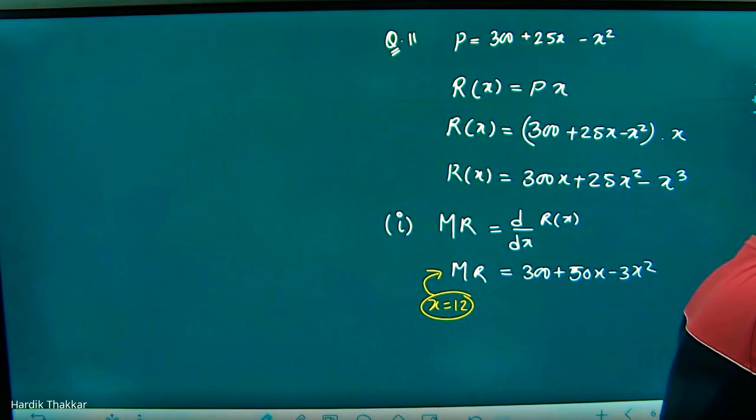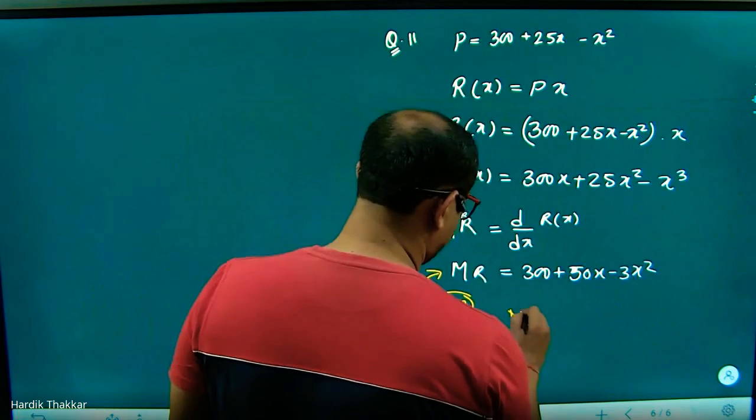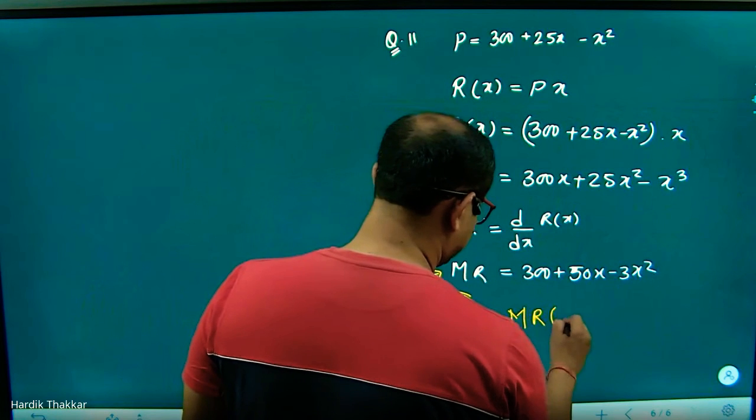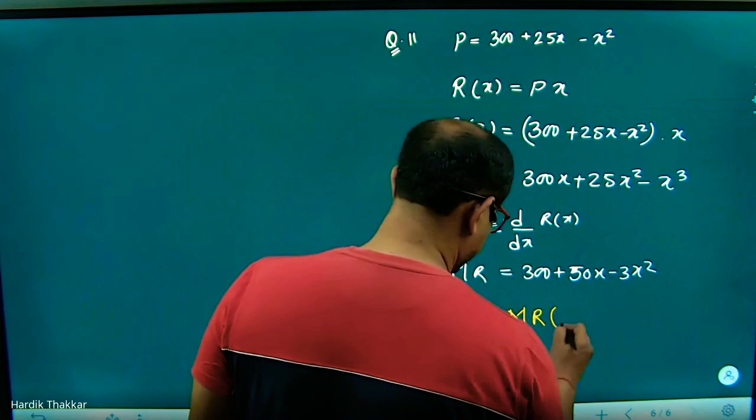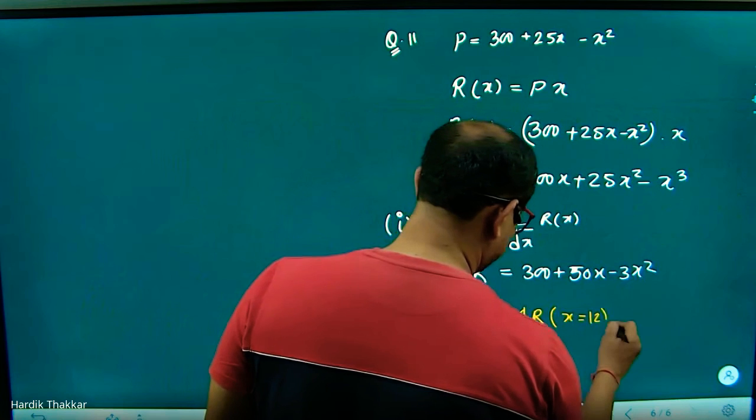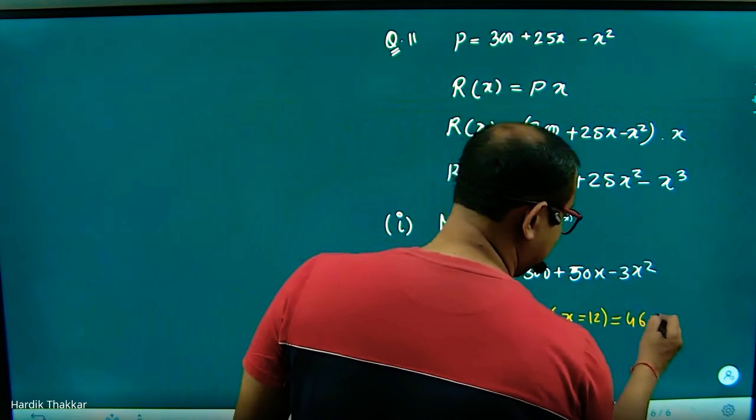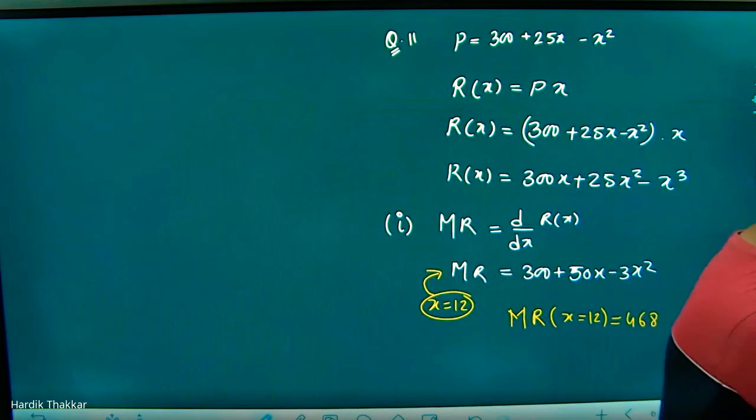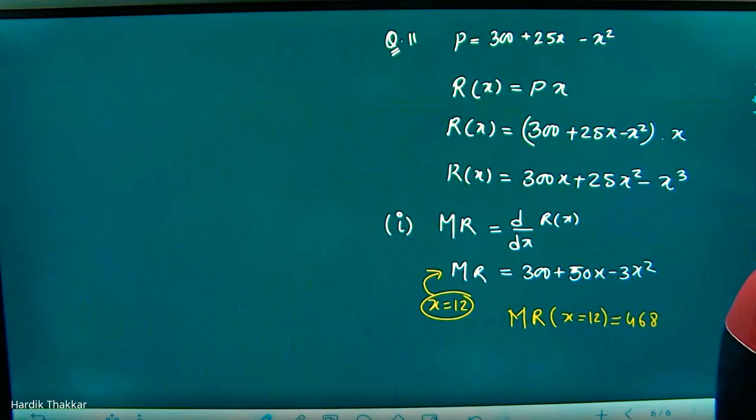For the second one, I'm getting 468, but then how do we have to interpret it? For the second part, marginal revenue. Yes. Okay, okay. So here marginal revenue at x is equal to 12 is equal to 468. Now you have to do the interpretation.